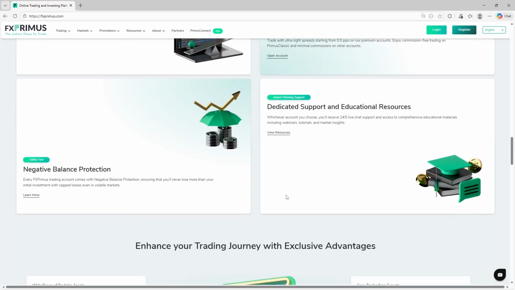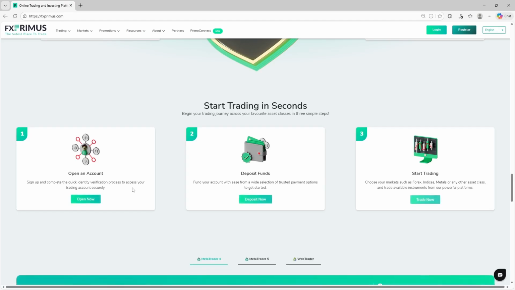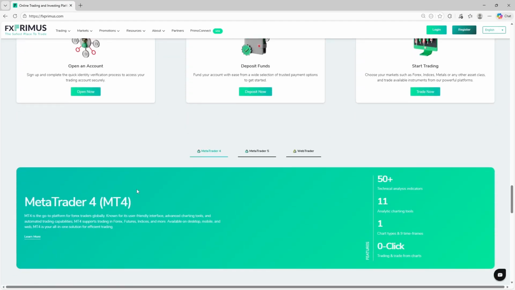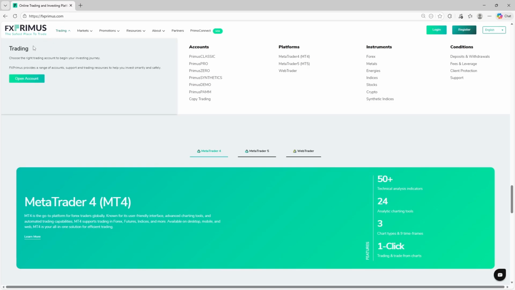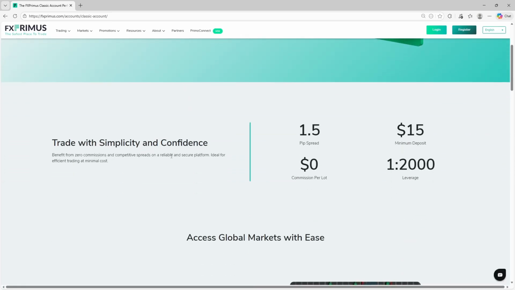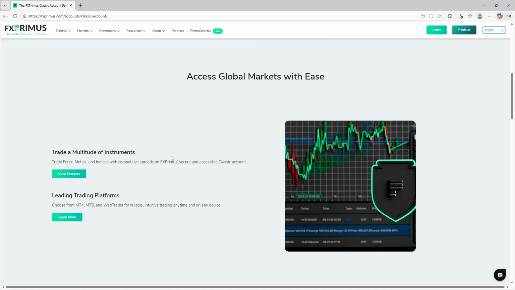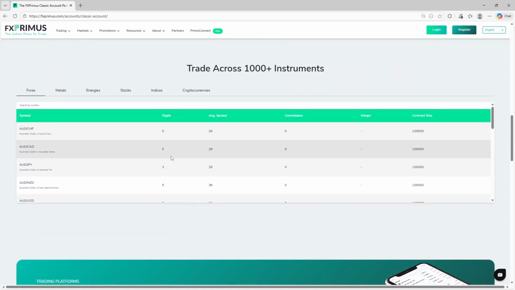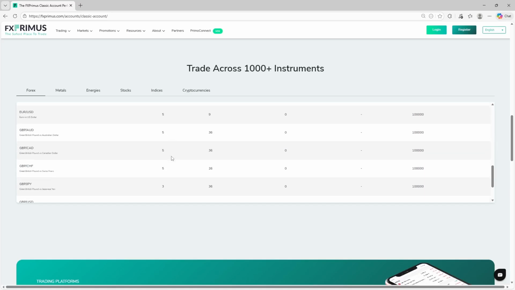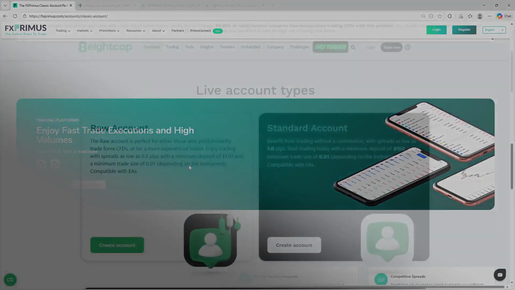zero-spread accounts with commissions. High leverage options amplify both gains and losses, making the platform less forgiving for undisciplined risk management. Some traders may also find the platform experience more functional than modern, as FXPrismus relies heavily on MetaTrader rather than proprietary trading environments. Overall, FXPrismus rewards traders who already understand cost structures and execution mechanics rather than those looking for simplified, guided trading experiences.